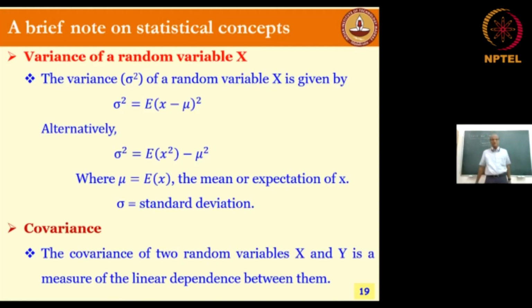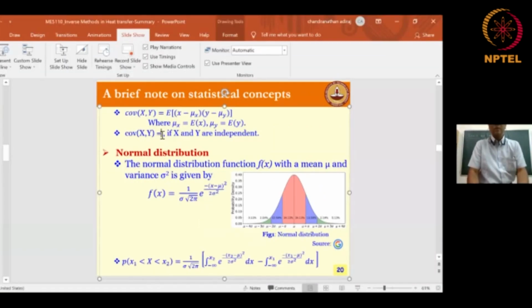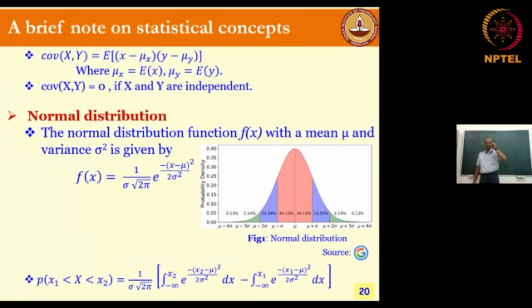Covariance of two random variables is a measure of the cross correlation or linear dependence between them. Generally, independent variables should have a covariance of 0. Otherwise, they are not truly independent variables. Covariance of xy is the expectation of (x minus mu x) into (y minus mu y). The covariance of xy should be 0 if x and y are independent.